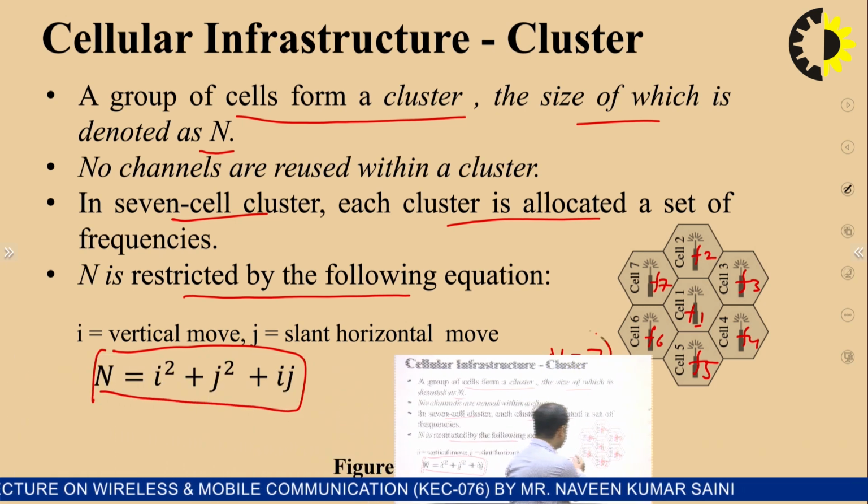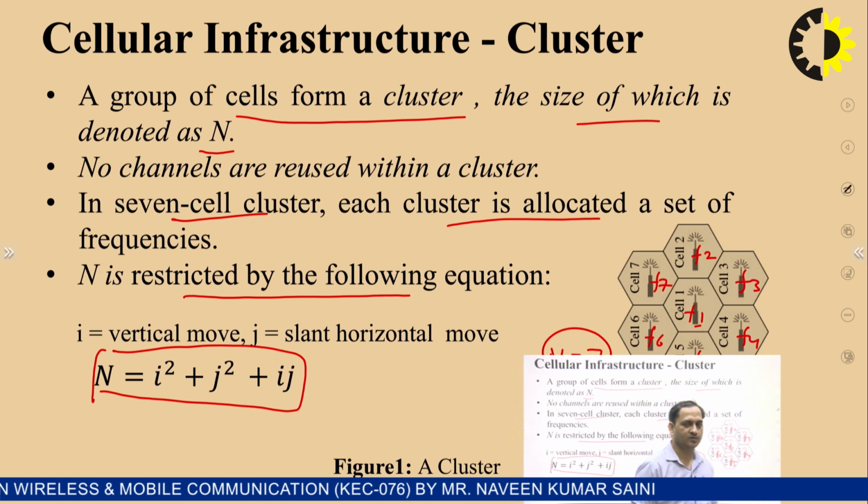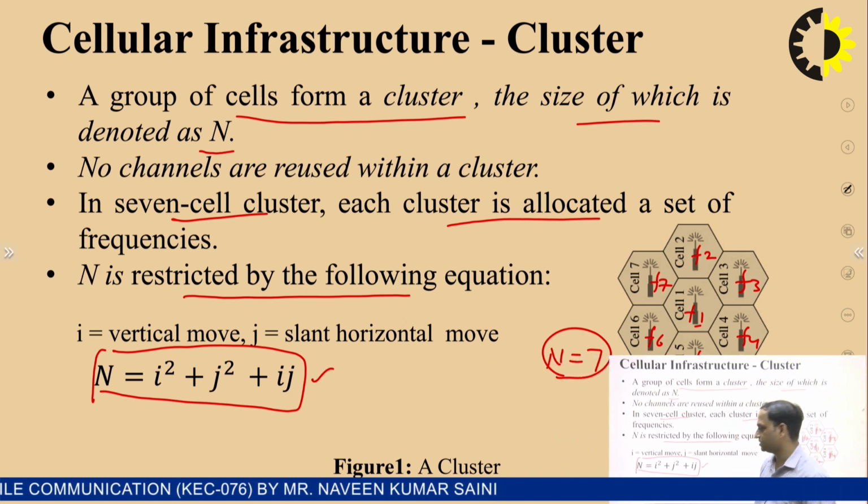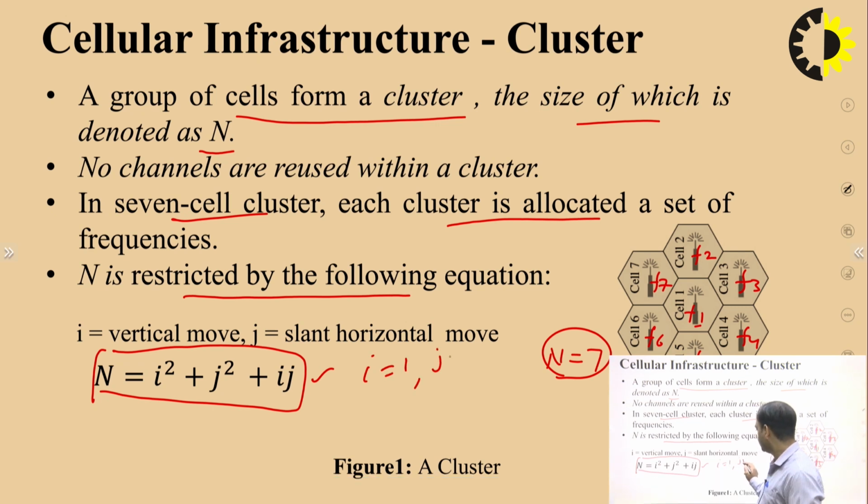How are we getting this? I mean, in one cluster, how many cells are there? For that we have one formula: N equals i square plus j square plus ij. Based on this value, we define the value of N. Suppose i is equal to 1 and j is equal to 2. Then here we get 1, 4, and 2, so the value is 7.